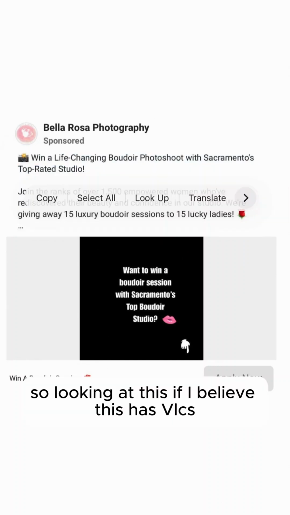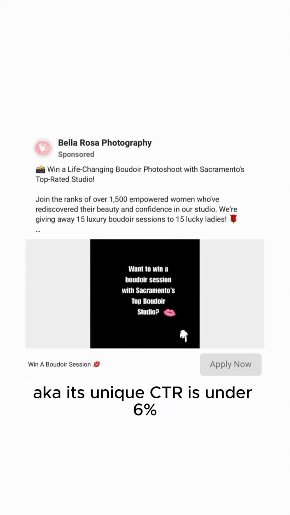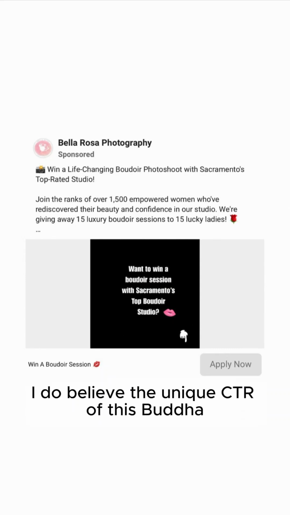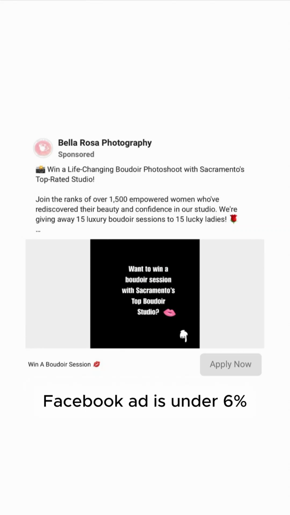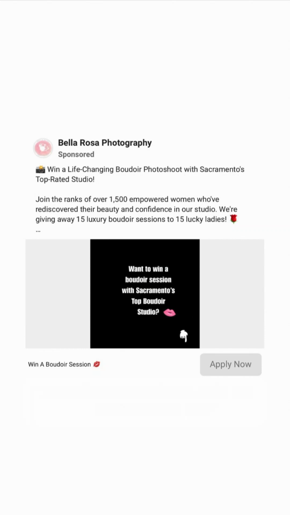So, looking at this, do I believe this has BLCS, aka its unique CTRL is under 6%? So looking at all the things that I've pointed out, yes, I do believe the unique CTRL of this Boudoir Facebook ad is under 6%. And this ad, I believe this ad does have BLCS.